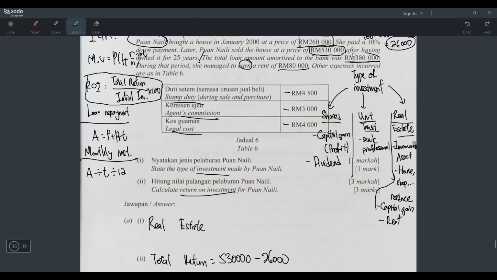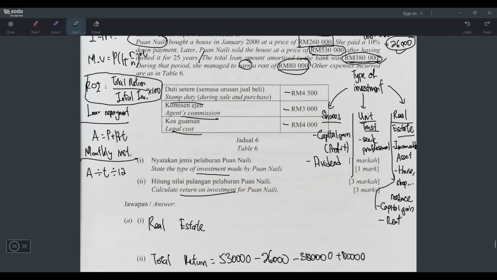And the loan amount they give you already. So the correct method is take the 530,000 minus 26,000 minus the loan, not minus 260,000. Why can't you minus 260,000? Because that's the initial investment, which you have to write below later. So minus 26,000 and then minus what? 380,000, that's the loan. And then the rent, that one you have to plus.